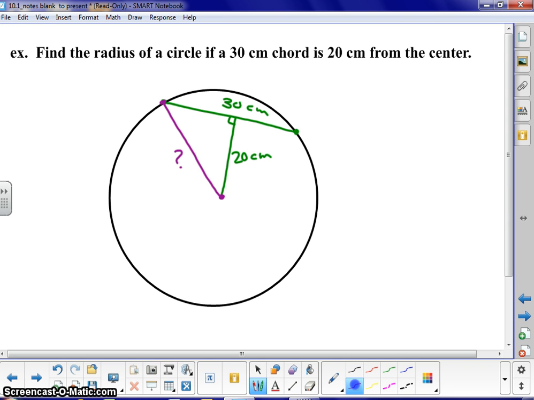So then if we know that a radius is going to bisect a chord, that means these guys are equal to each other. And then also each one of them is going to be 15, which then presents a right triangle with two sides given. And we just need to find the third side. And by, again, using Pythagorean triples, we know that the radius is going to equal 25 centimeters.